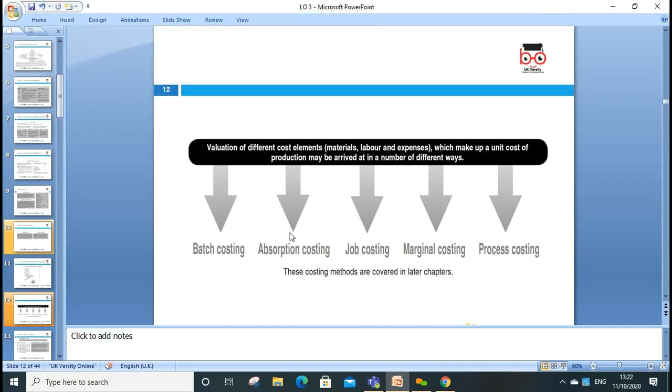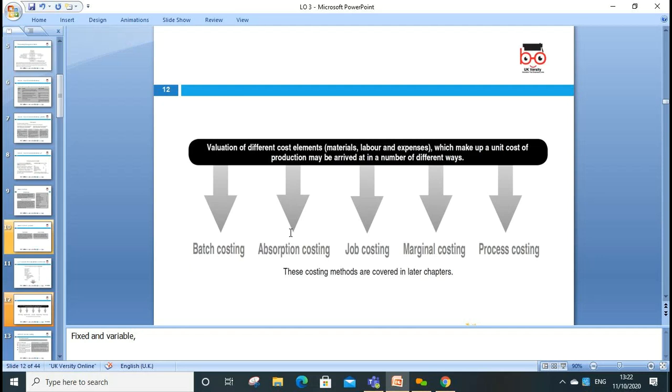It depends on what nature of business you're in, and you have to decide which method is the best for you. Batch costing is if you're making things in batches, think about the little clip pins or paper pins we are making. Absorption costing is also known as full cost, where we absorb fixed and variable cost. Fixed cost like rent and rates will stay the same in the 12 months, won't change. Variable cost is the cost which changes.